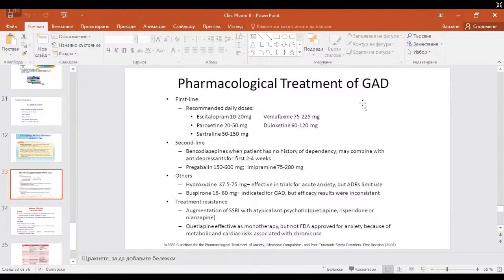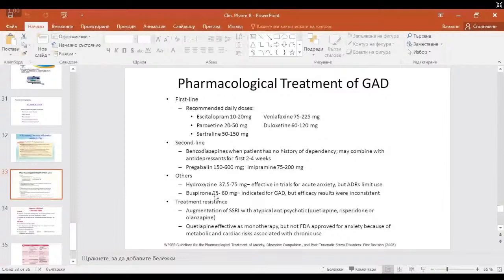It is also used in other conditions like motion sickness. Another drug is, again, buspirone. It is a drug that is used in generalized anxiety disorder.